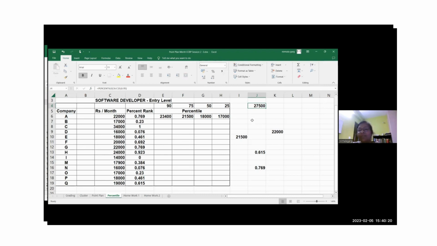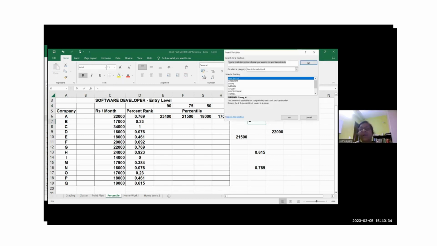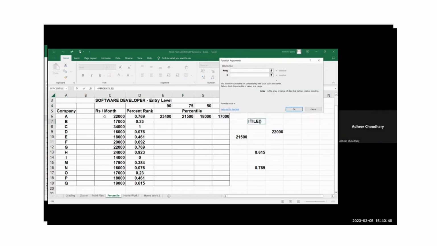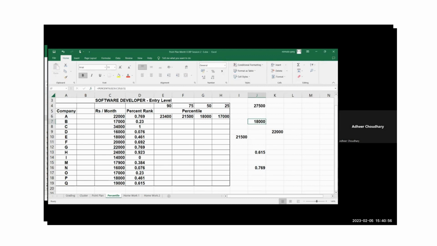You tell me, I will follow. What is the midpoint or the median of this market data? Tell me. 0.5. So what will I do? Go to FX, Percentile. Select the data set, choose the array. I'm saying 50th, so 0.5, and then say okay. So at the midpoint or median, what is the salary?